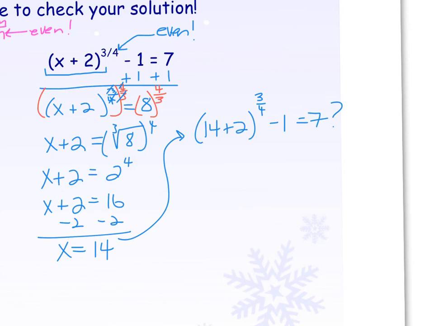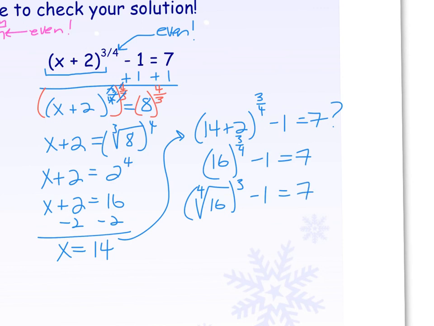Well, 14 plus 2 is 16. 16 to the 3/4 power means the 4th root of 16 cubed. The 4th root of 16 is 2. 2 cubed is 8. And 8 minus 1 does in fact equal 7. So x equals 14 is a valid solution. And that's the video lesson for 6.6.